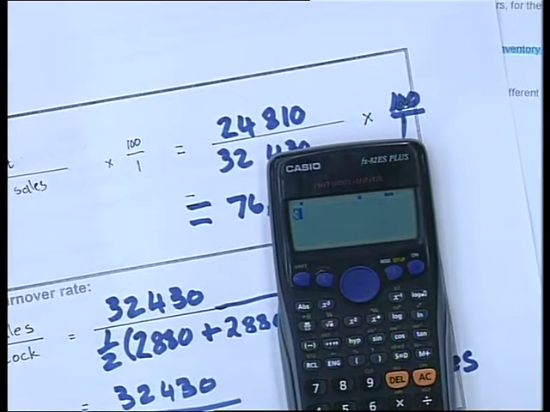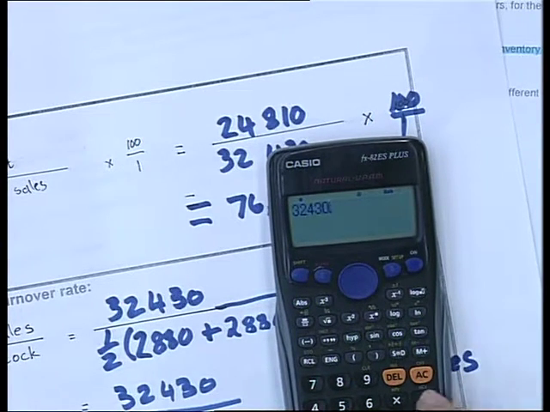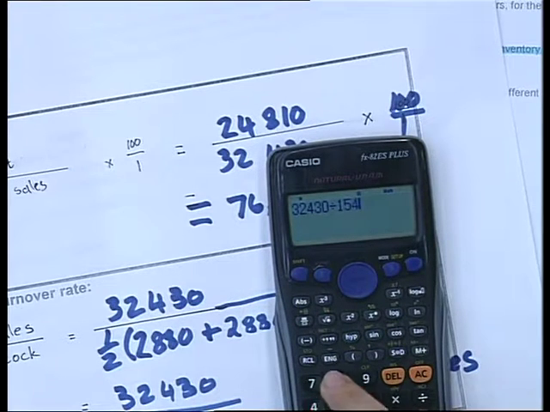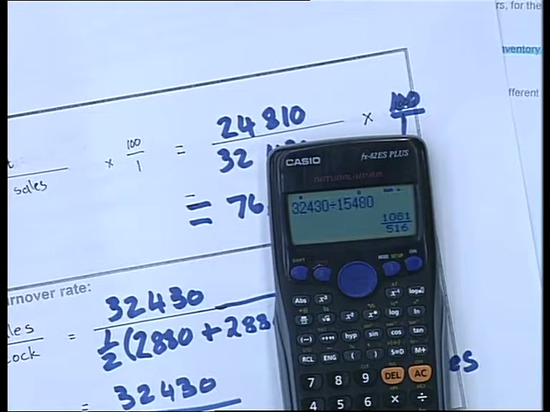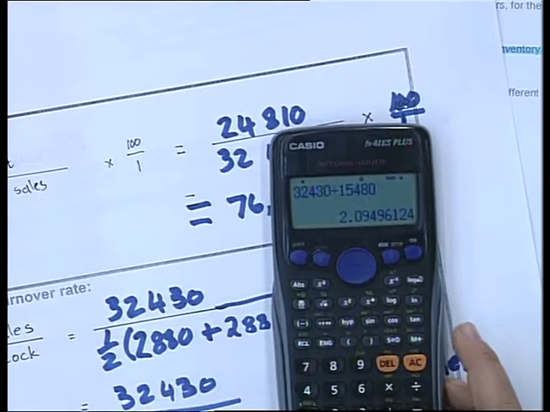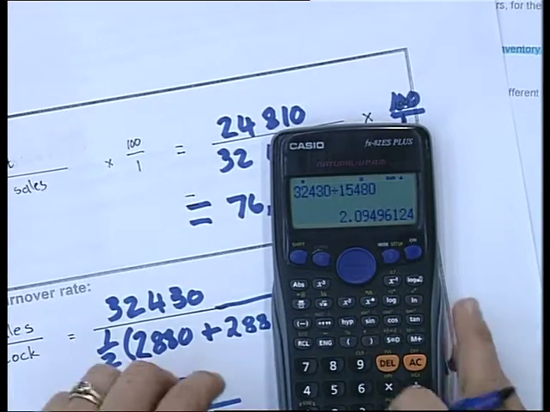It cannot round off to 2,1. Okay, let's just do that again. Let's see. Just make sure it's 32430 divided by 15840 will give you 2,094. Okay, so that can actually round off to 2,1. Okay, I hope I've answered your questions on that.